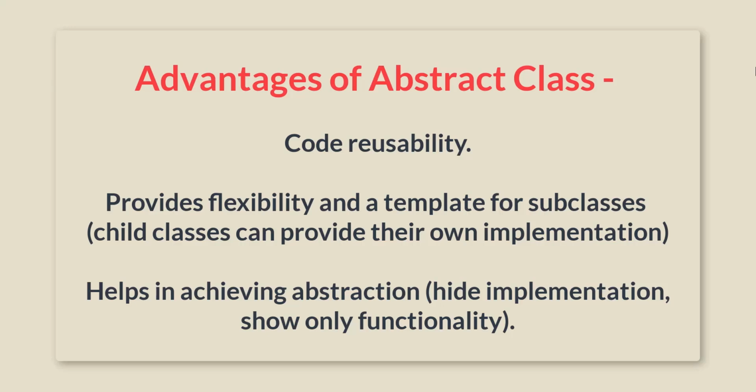So whatever common methods we add in the base class can be reused in any of the child classes. It provides flexibility for the child classes to implement their own methods as per their requirement. The third advantage of the abstract class is it helps in achieving abstraction in Java. Abstraction means we hide the implementation and only show the functionality.